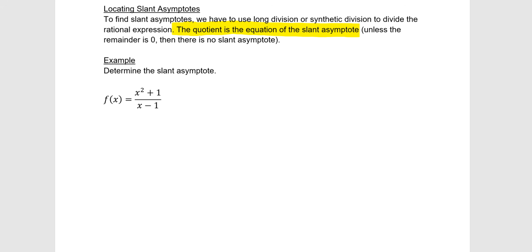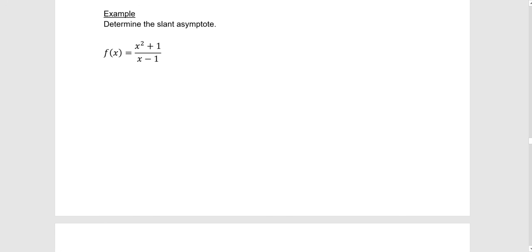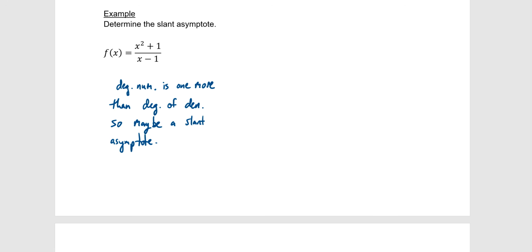Okay, so let's do this example here. Let's determine the slant asymptote. So we have f of x equals x squared plus 1 divided by x minus 1. The degree of the numerator is 1 more than the degree of the denominator, so there may be a slant asymptote. So we're going to divide this. I'll use long division here. So it's going to be x squared plus, I'll throw in a 0x because there wasn't an x term, just so it lines up nicely. And this is going to be divided by that denominator of x minus 1.